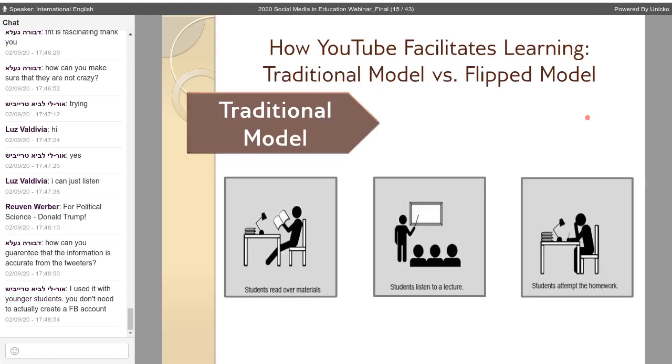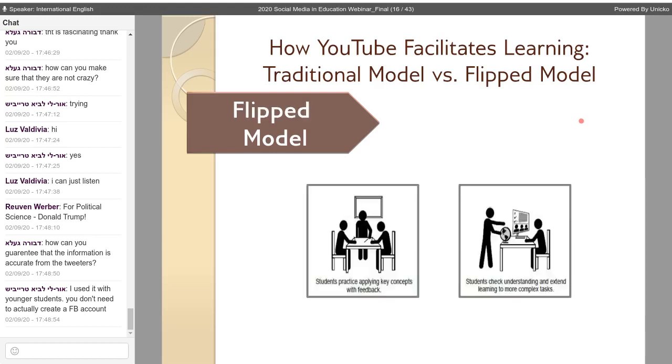All right. So first of all, let's try to define or talk about the differences between the traditional model and the flip model. What is the difference between traditional and flip model, right? Traditional model is a model where students read over materials, listen to lectures, students do the homework assignments, students are passive, they're not active, right? And the teacher is the main source of knowledge. The teacher is active, students are passive. This is a traditional model.